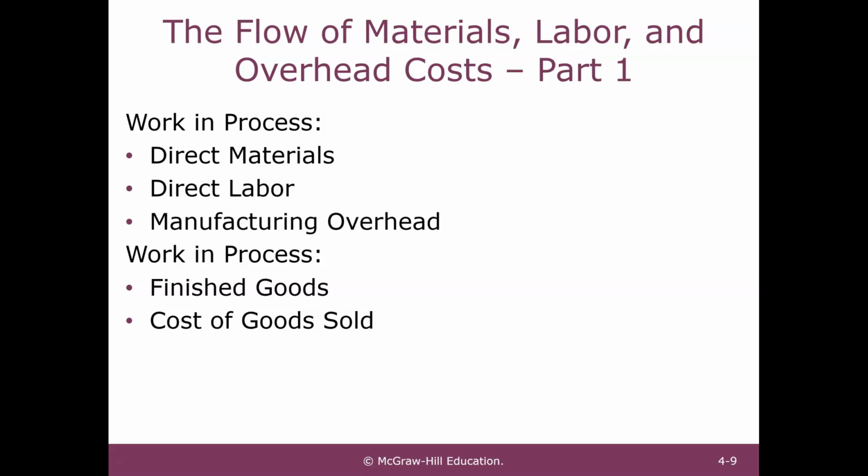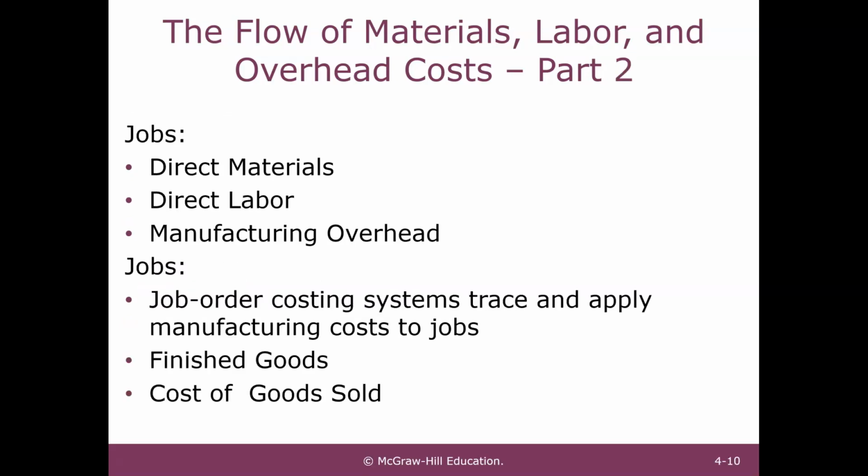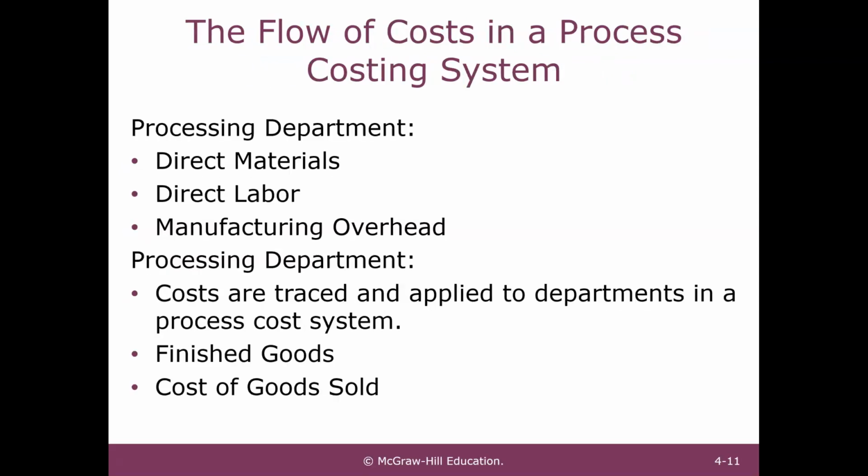One of the changes here is that in job order costing, when something is finished, you transfer it into finished goods. But with process costing, you calculate equivalent units of production at the end of the month, and that is how you calculate ending inventory. In addition to the direct materials that are brought into work in process, direct labor is also brought into work in process, and manufacturing overhead.